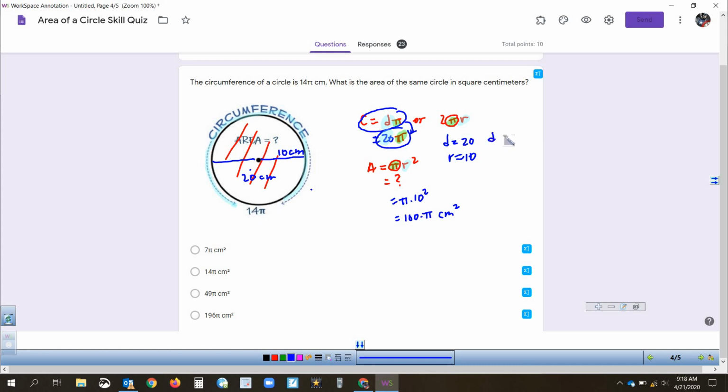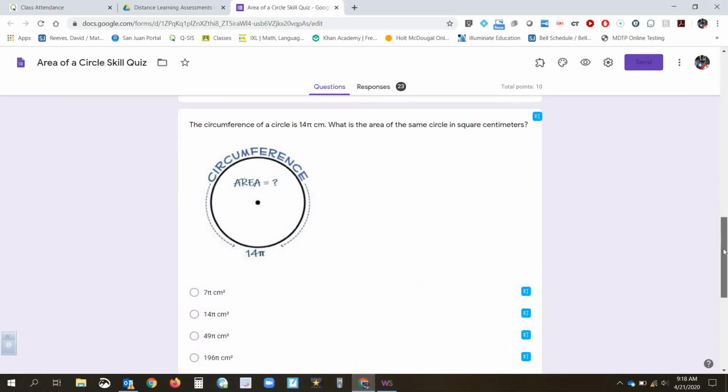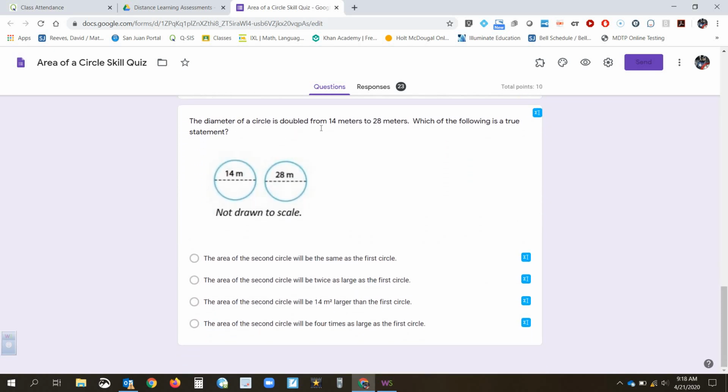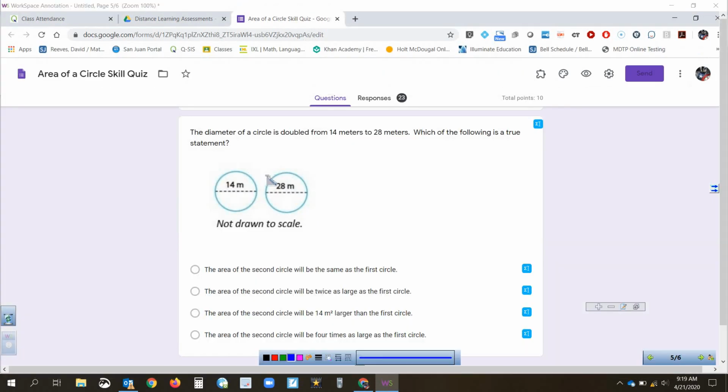So if the diameter is 14, then what would the radius be? And once you know the radius, you just plug that in and you'll get it that way. All right. So I hope that helps you on that one. And finally, the last one. It says the diameter of a circle is doubled from 14 to 28. Which of the following is true?